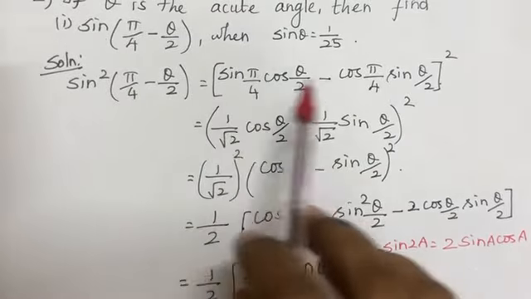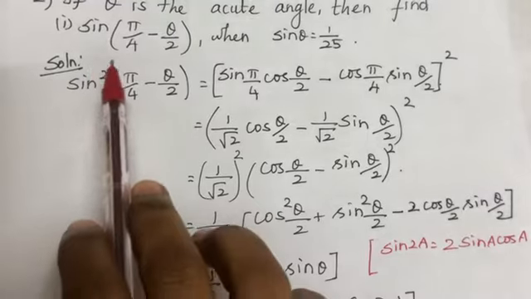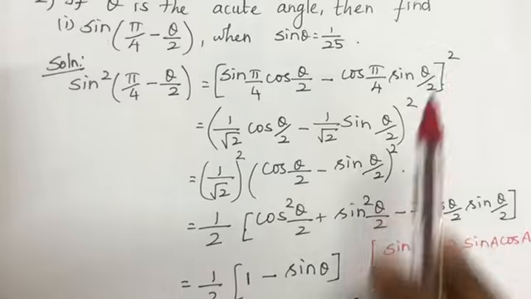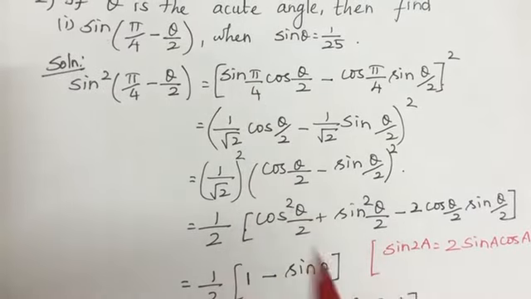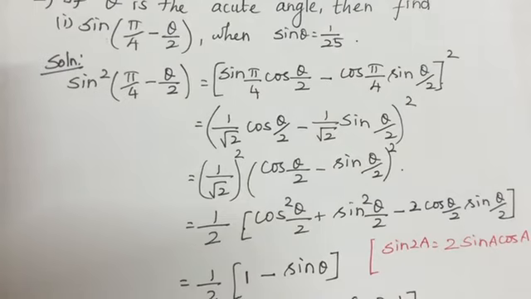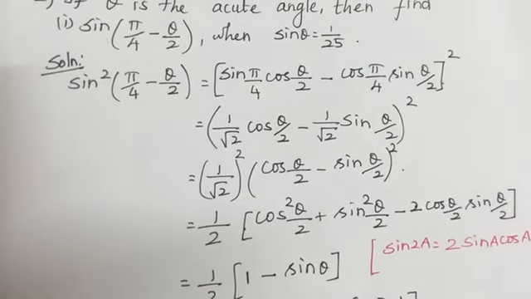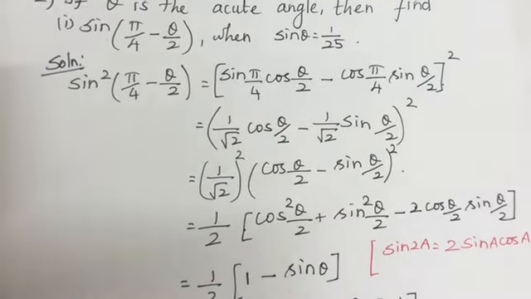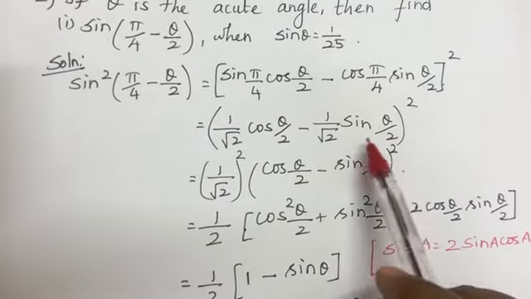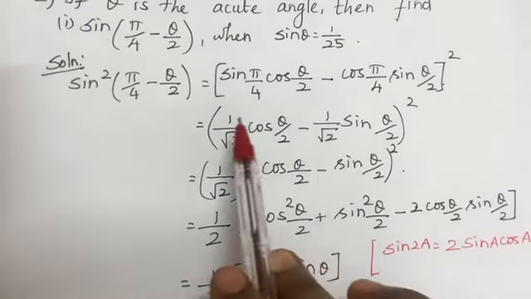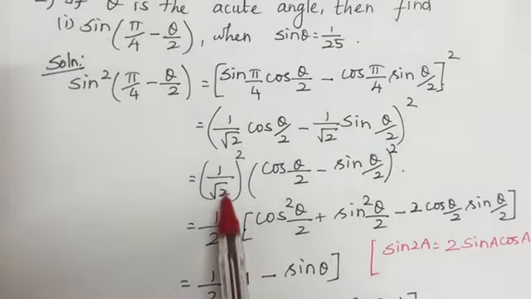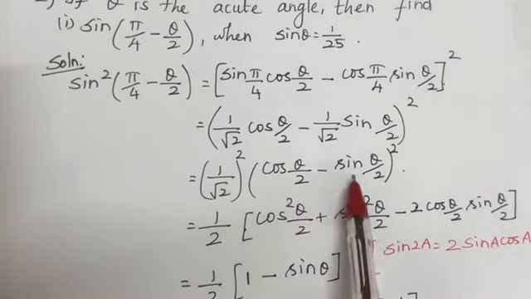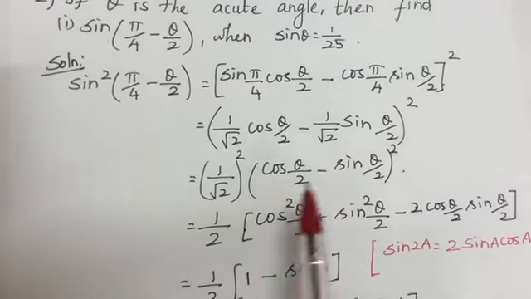So I am taking squares on both sides. So it will become sin square of pi by 4 minus theta by 2, the whole expression squared. So sin pi by 4: pi is 180, so 180 divided by 4 is 45. So sin 45 is 1 by root 2, cos theta by 2, minus 1 by root 2, sin theta by 2, the whole square. Here we have 1 by root 2 in both the terms, so I can take it outside: 1 by root 2 the whole square, cos theta by 2 minus sin theta by 2, the whole square.